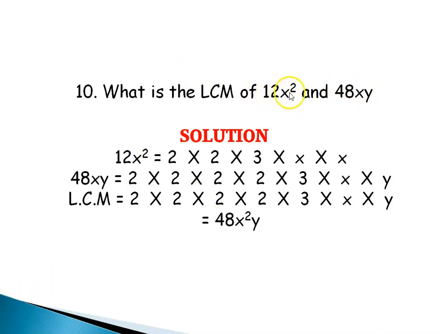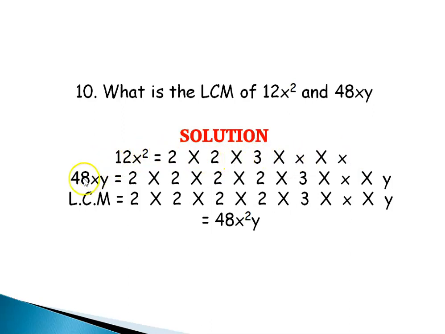Okay, what is the LCM of 12x squared and 48xy? There are different ways of solving our LCM. This is one of the ways: we can express the number in terms of its factors. So I can say 12x squared is the same thing as 2 times 2 times 3, you know, 2 times 2 is 4, 4 times 3 is 12. So 2 times 2 times 3 multiplied by x multiplied by x. That means I'm expressing 12x squared in terms of its prime factors.